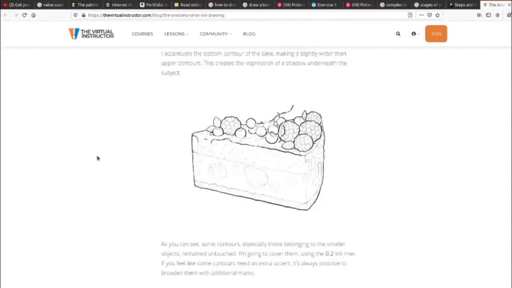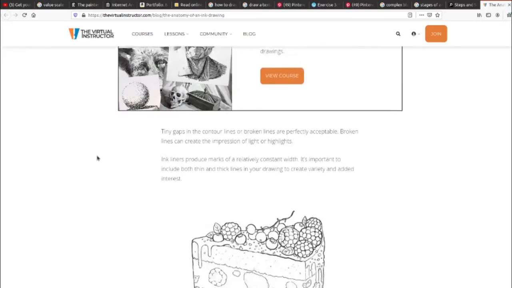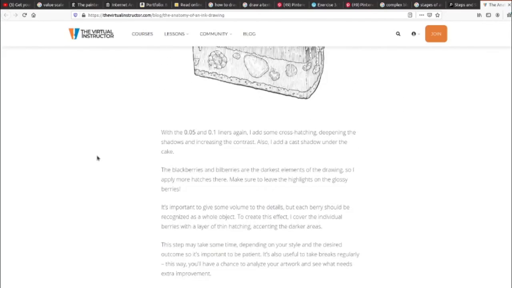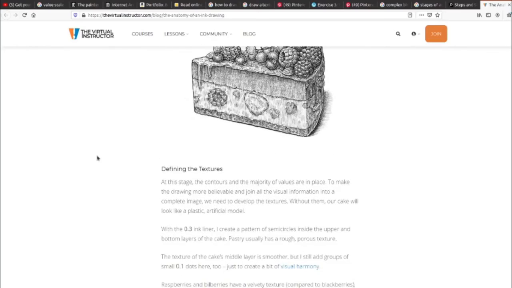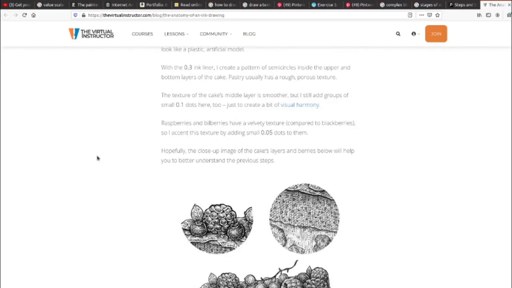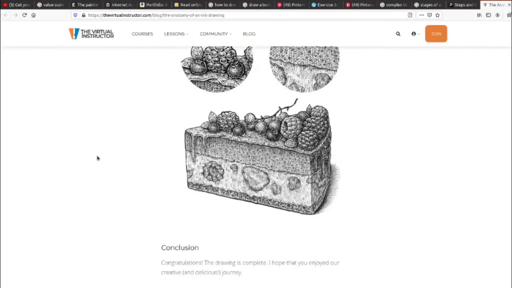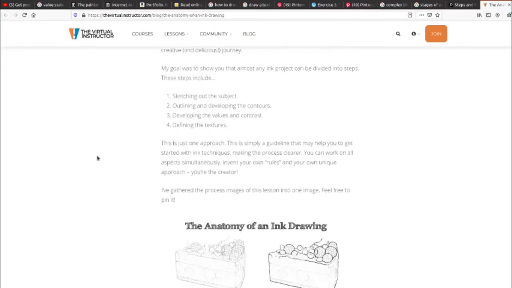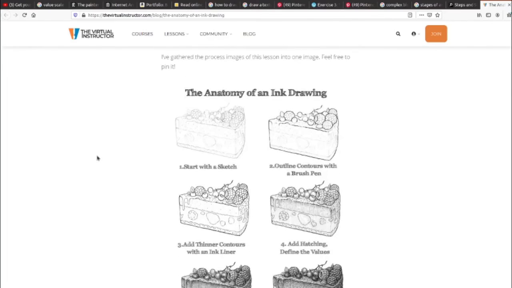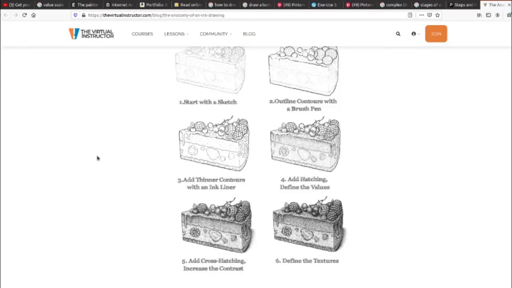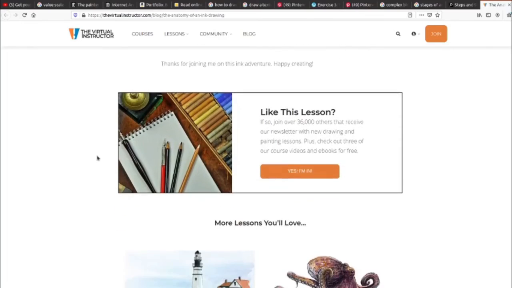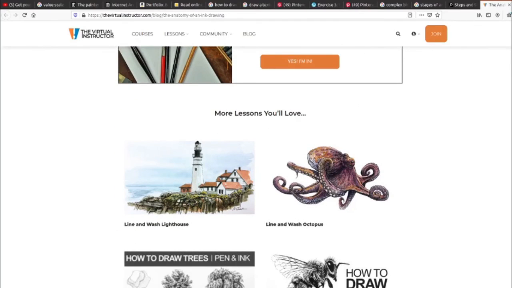And then we have inking, and she goes into really good detail on how to ink this thing, outlining the contours, putting in some values and highlighting using hatching and cross hatching, defining some textures, and really showing some nice exploded views of like the berries on the cake and that sort of thing. I would say that the stages of making a drawing, going from pencil, working out a composition, putting down some ink, that's surely fairly generic.